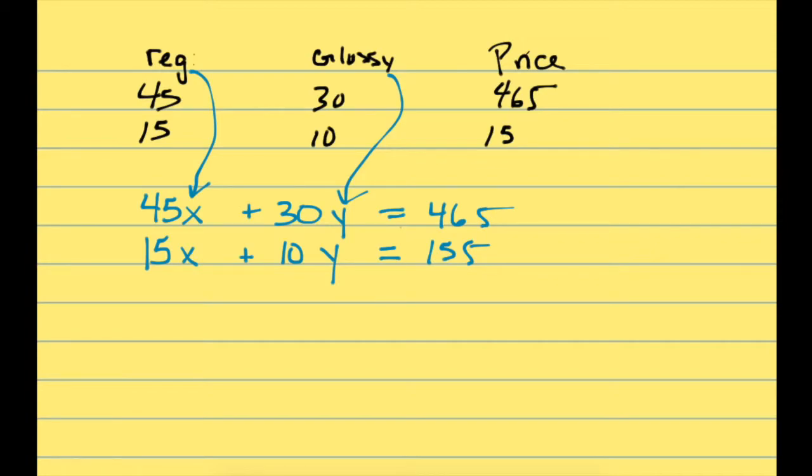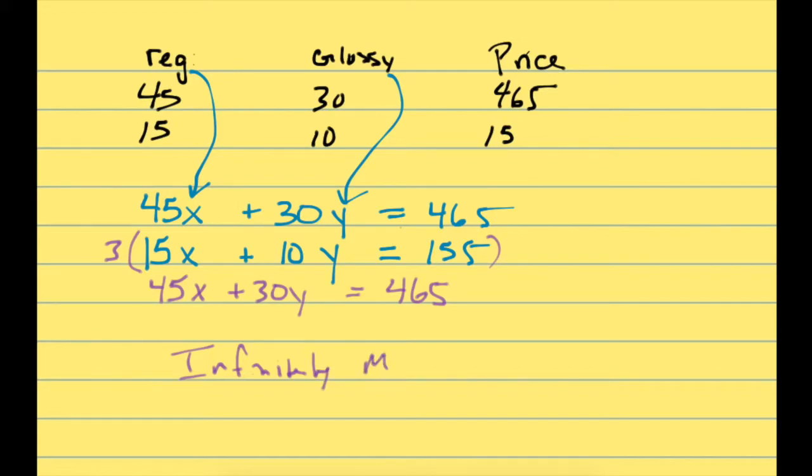Well, one thing we do when we use elimination is we want to match up the coefficients of the variables. So we'd have to multiply our second equation by something. Notice that if we multiply it by 3, we get 45x plus 30y, and 3 times 155 is 465. So that's identical to our first equation. So that means that the two lines are exactly the same. So we have infinitely many solutions. That means we can't determine any one set of prices that gives us this setup. So this is not a solvable problem.